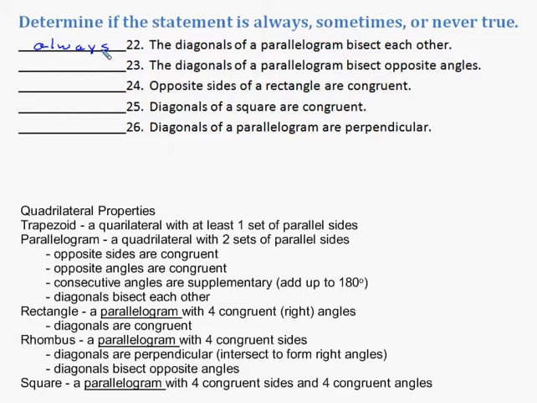Next, the diagonals of a parallelogram bisect opposite angles. So it's asking about a parallelogram. Do we see under parallelogram that diagonals bisect opposite angles? We don't see it there in our properties. So we know that it's not always. But can it be true? Well, yeah, it can be true because we see it down here in this group of two. We see that diagonals bisect opposite angles. And a rhombus is a type of parallelogram, so we know that that's true. Sometimes it's true if it's a rhombus, but it's not always true. So we would put sometimes here.